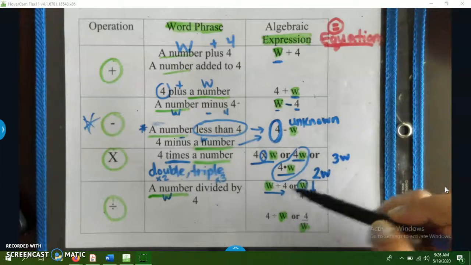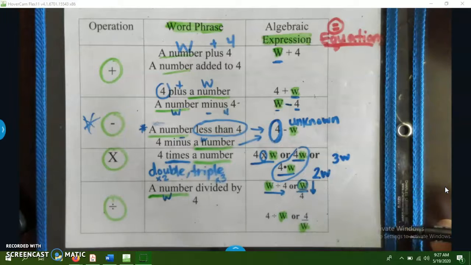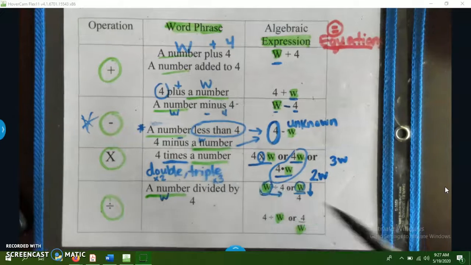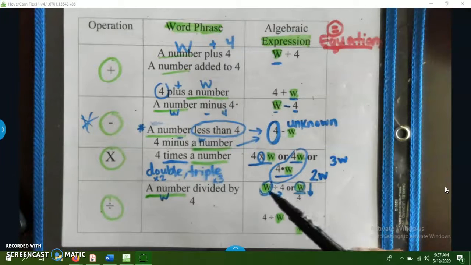So whatever we say first, a number goes on top. Now this statement is very different from this one, and they didn't write this one in, so we're going to do it. This is an unknown amount being split into 4 equal groups. So imagine an unknown amount of candy being shared equally with 4 people.